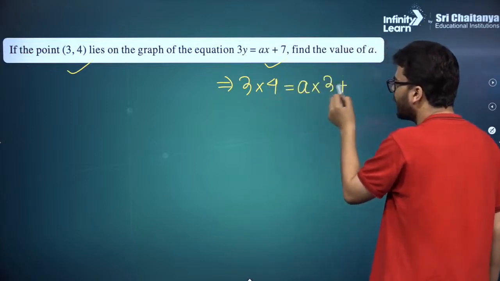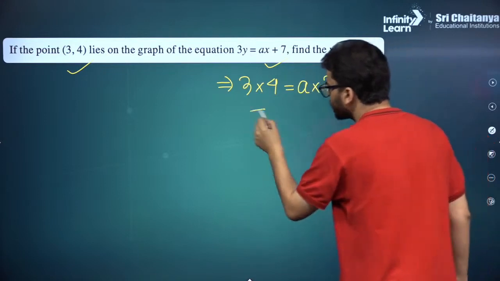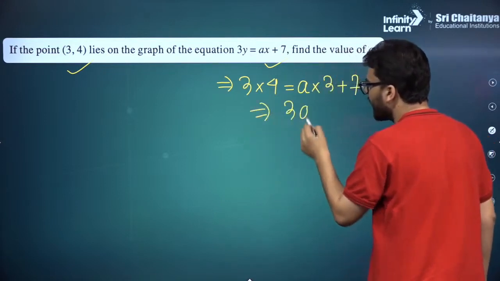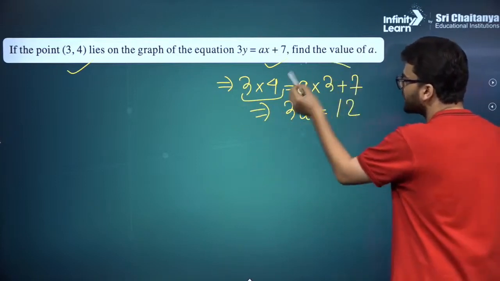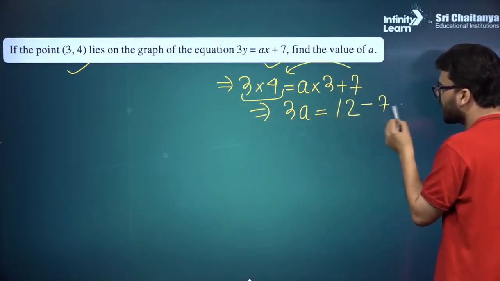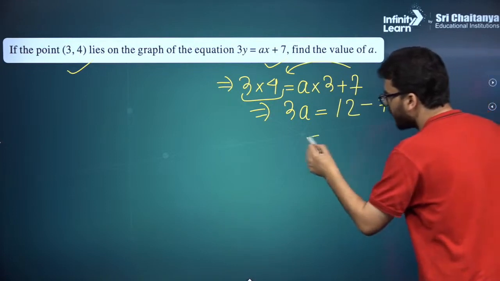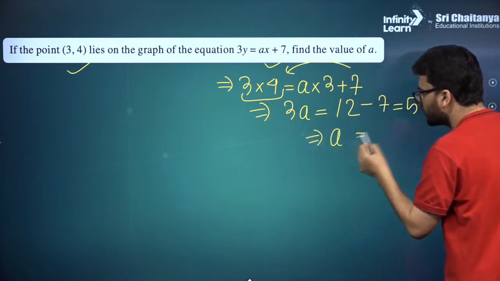And then you can find the value of a. You can just solve this equation. So this is 3a equal to 4 threes are 12, 12 minus 7 over here. So it is coming out to be equal to 5. Therefore, the value of a is equal to 5 by 3.